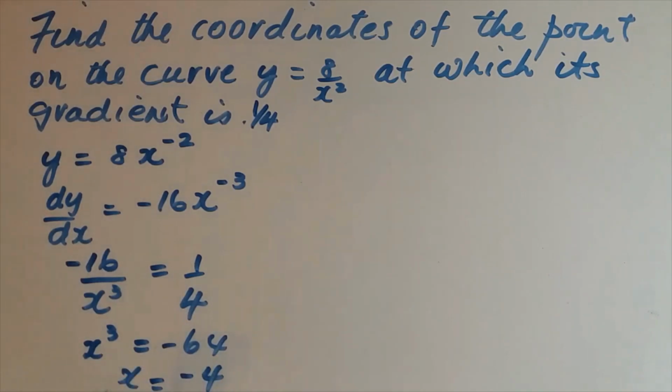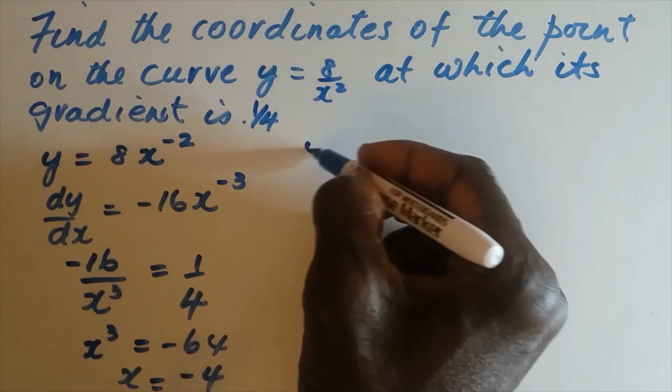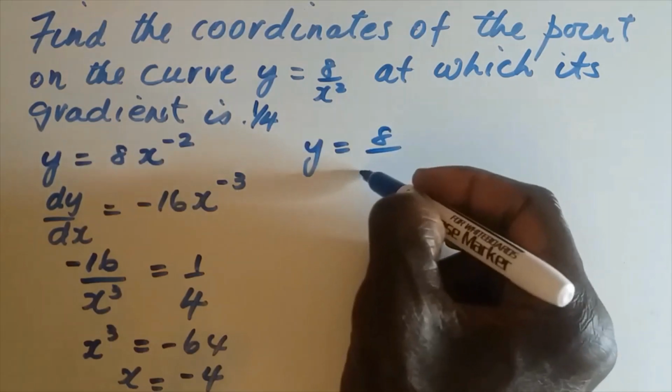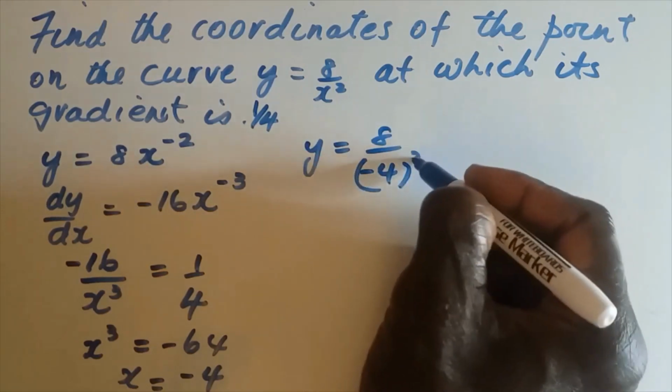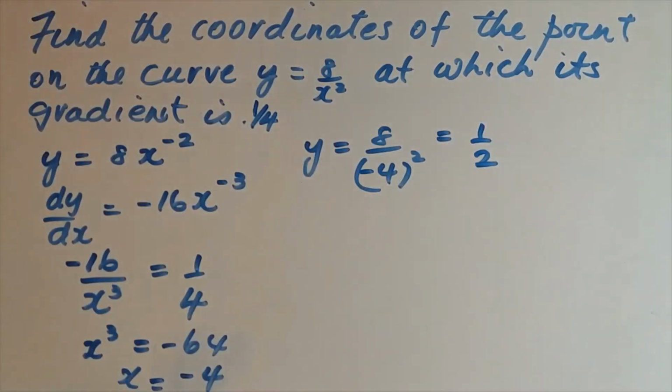So we know our x coordinate is minus 4. But what is the y coordinate? Well, we can substitute here again to find y. y is equal to 8 over minus 4 squared, which gives us a half. So we know our y coordinate is a half, and our x coordinate is negative 4.